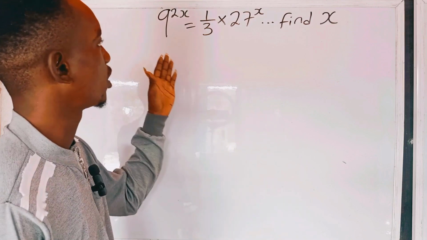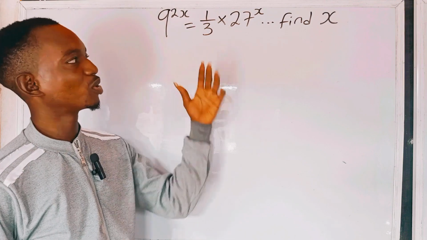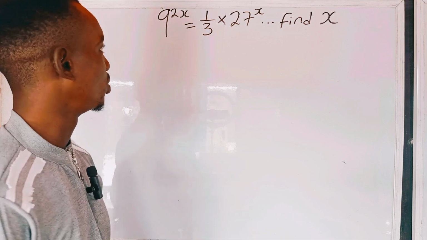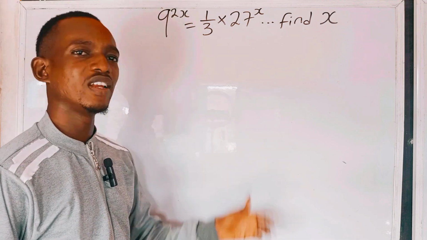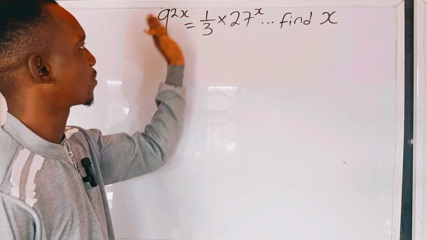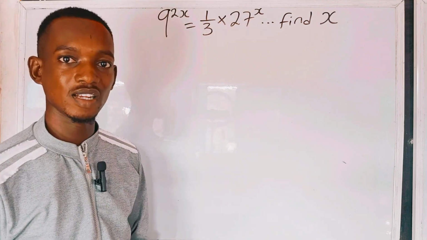Hi guys, so can you solve this WAEC indicial equation? Now this equation is actually very simple if we know what to do. So what can we do here? How can we find the value of x in this equation? This is an indicial equation. It has power, base and all that. So how can we solve for the value of x here easily?